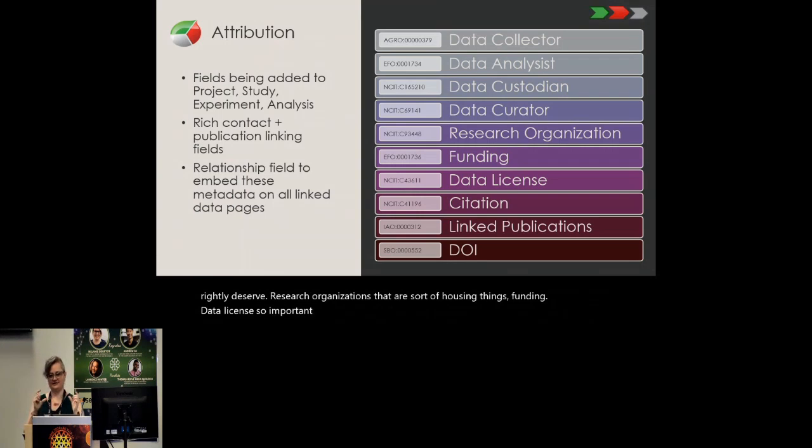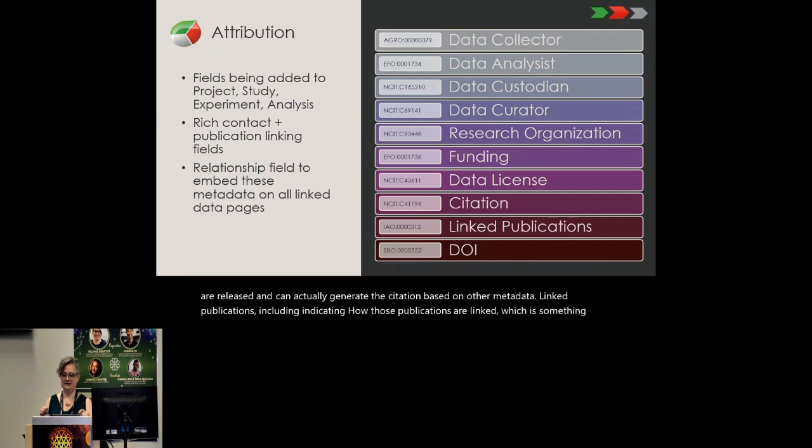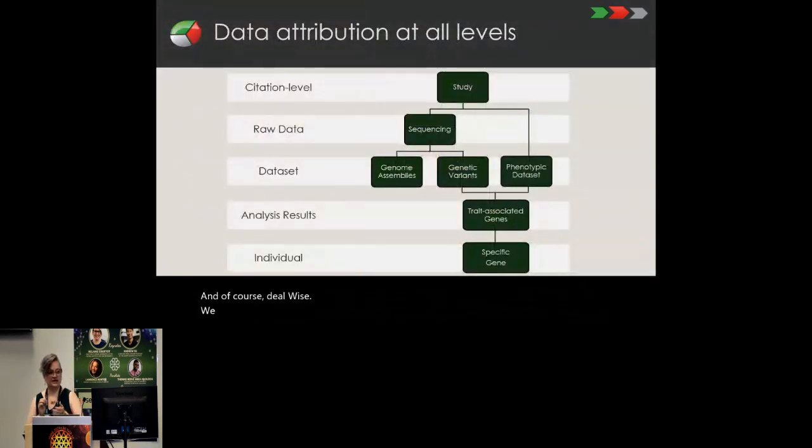The widget for this is going to be really rich so that it really lets researchers know what the various licenses are so that they can become a lot more versed in how to choose their own data licenses. Citations, including ones that work on before things are released and can actually generate the citation based on other metadata. Linked publications, including indicating how those publications are linked, which is something that I often don't see. And so saying this is the primary publication, but this is also all of the references. These ones reused the data, but didn't really care about the results, so on and so forth. And of course, DOIs.